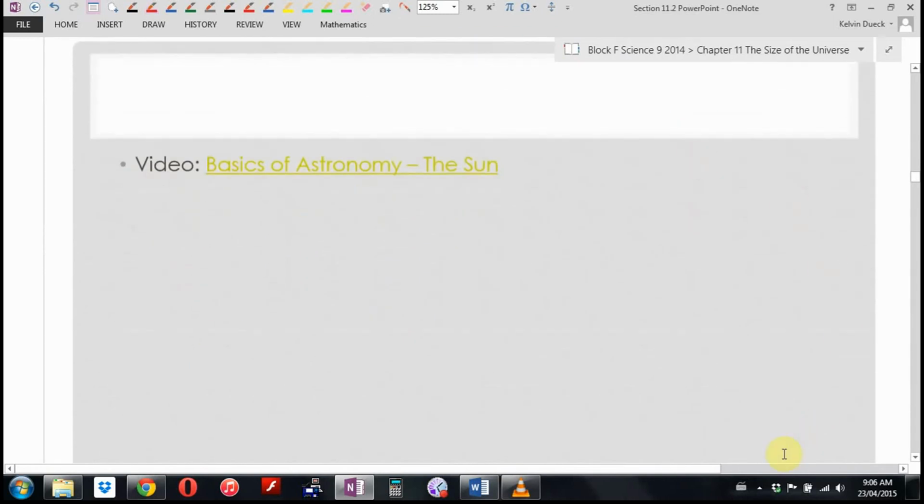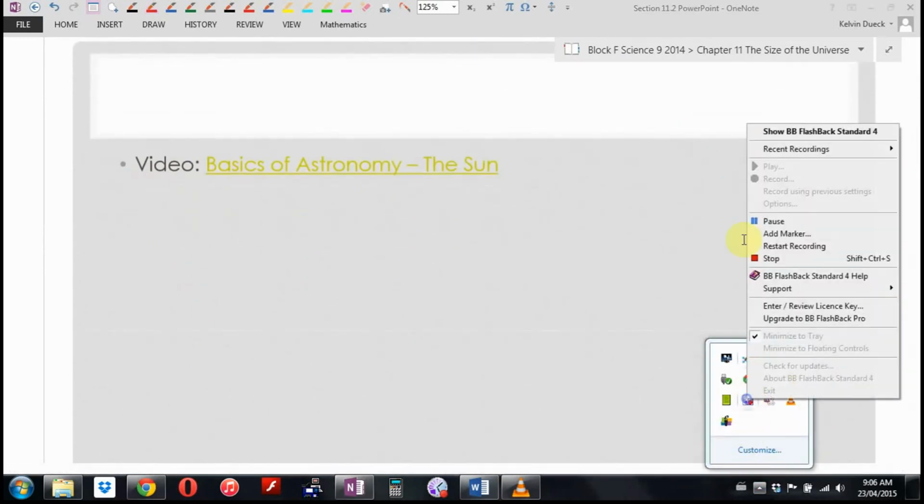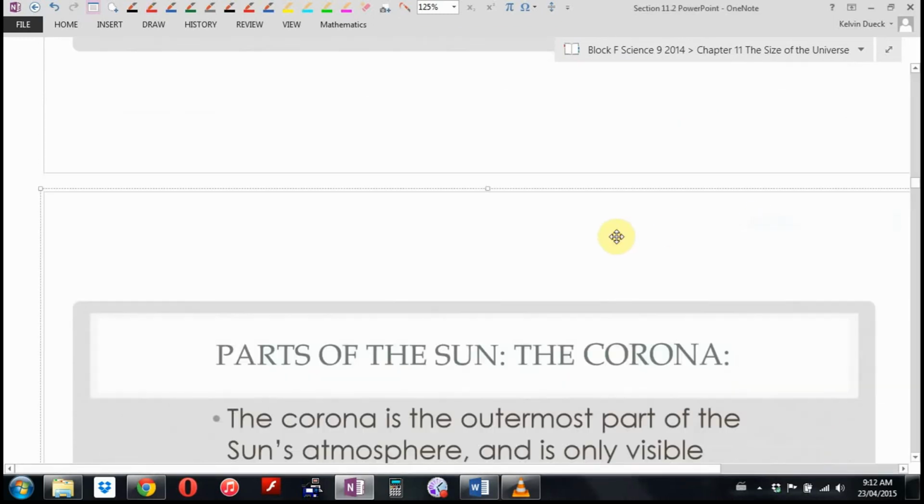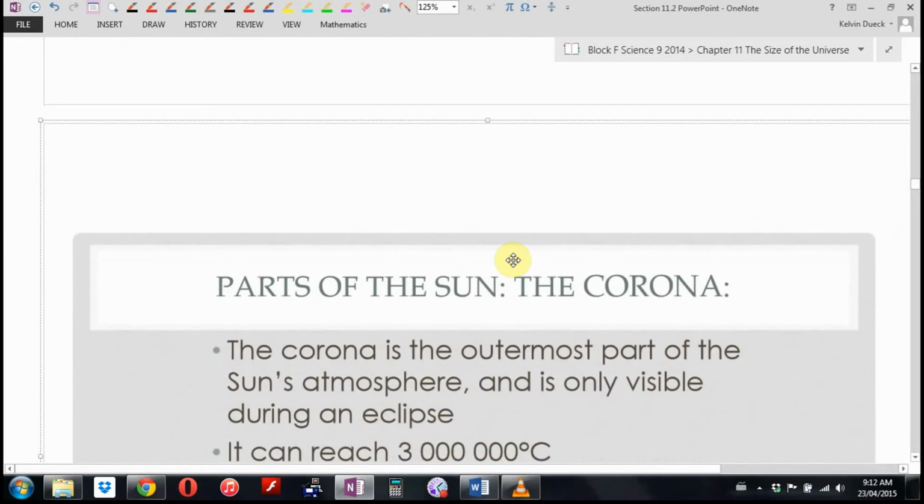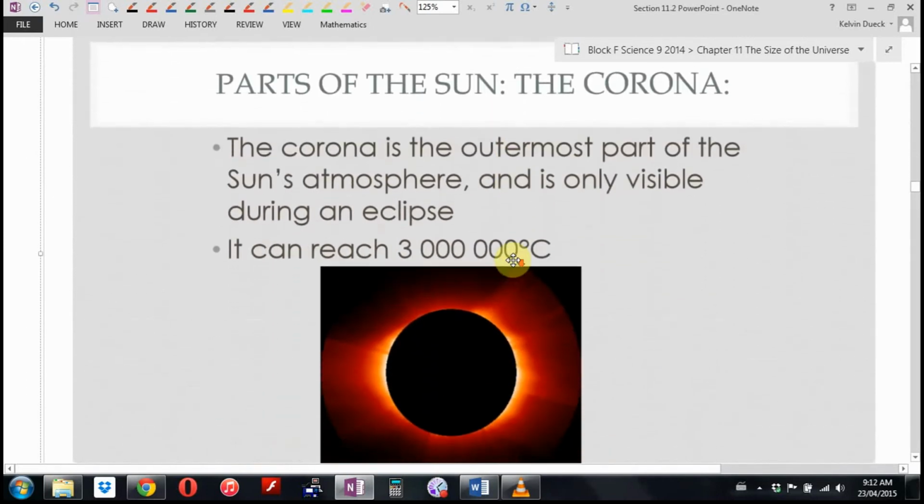Put your pencil down. So that was a lot of information about the sun. Here's more than is required for the course. Here's what you're going to need to know. Parts of the sun.